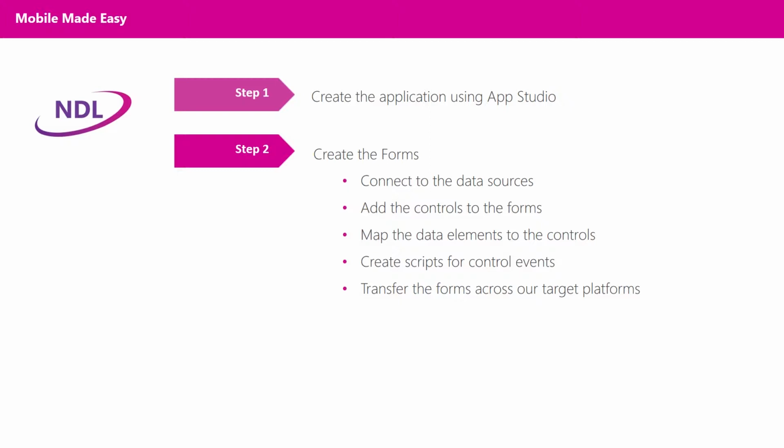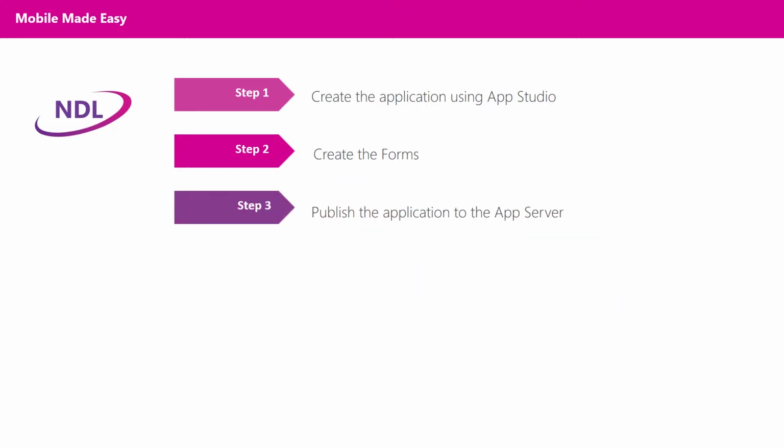We will see how to connect to a data source, which will expose the database schemas to our application. These data sources will be used to download and synchronize data with the back office. We will add controls to our application and map them to data source elements. We'll also change the size, alignment and style of the controls. We will create scripts based on events associated with our forms and controls, which will determine the functionality of the application, such as what to do when we press a button. And then we'll transfer the forms across multiple target platforms.